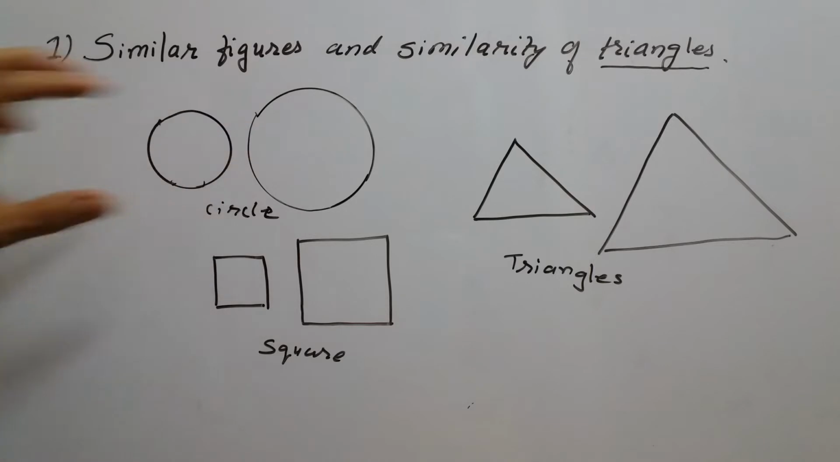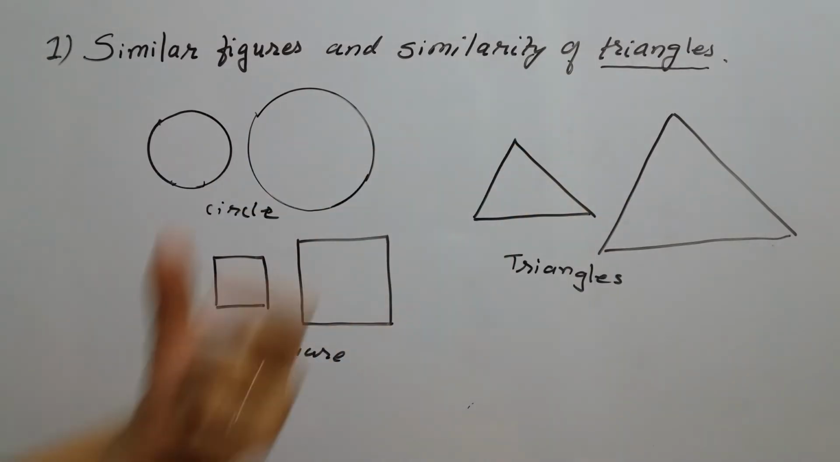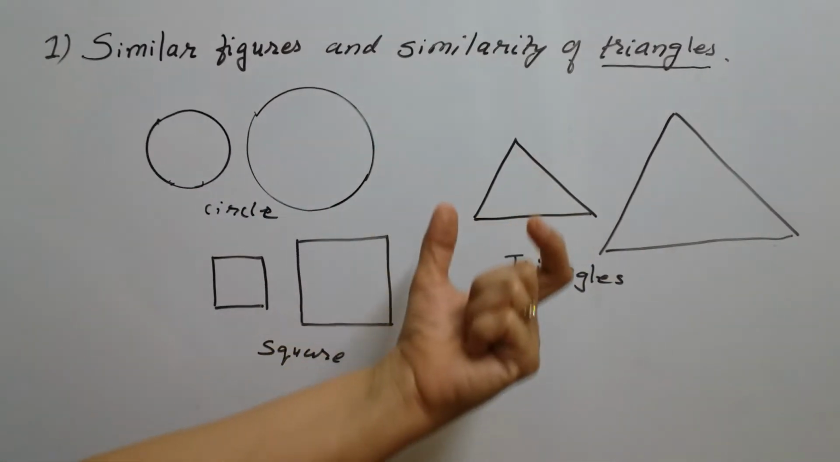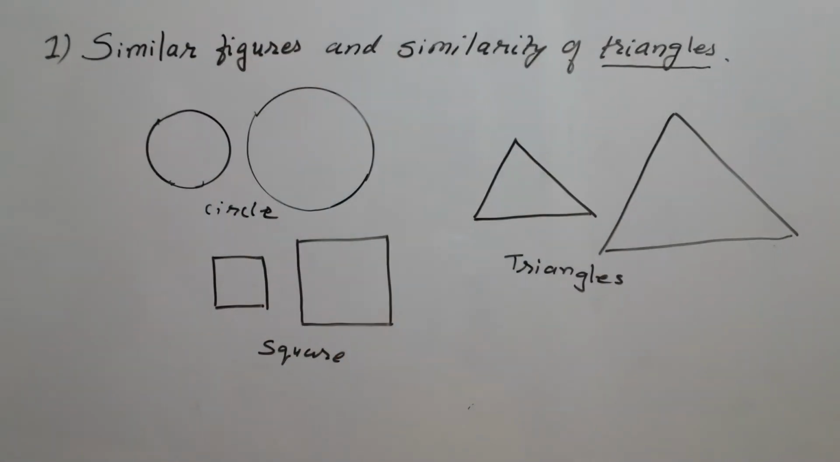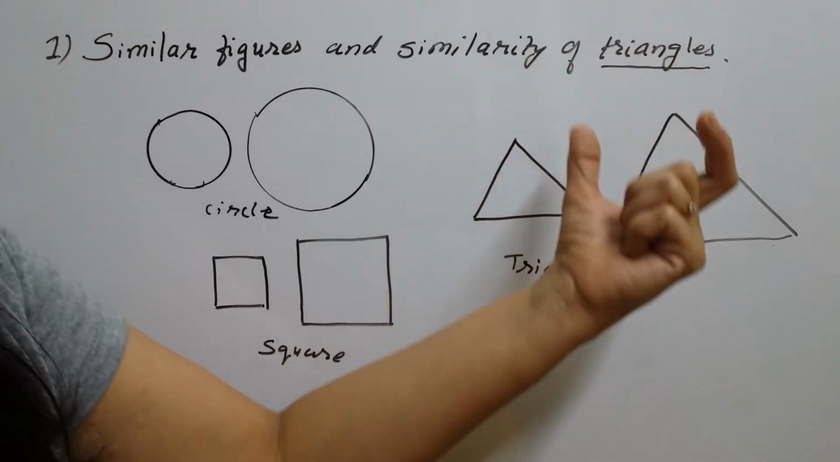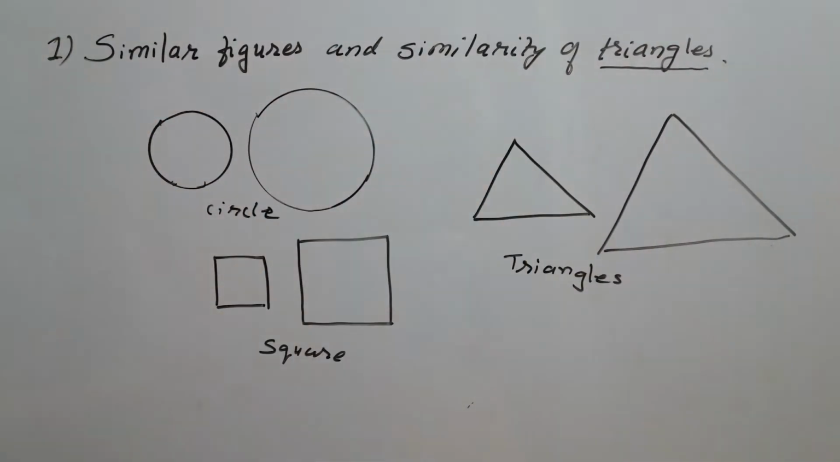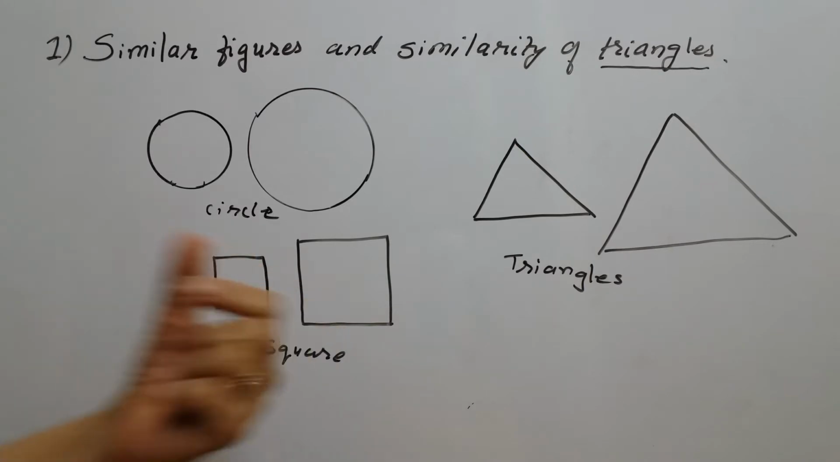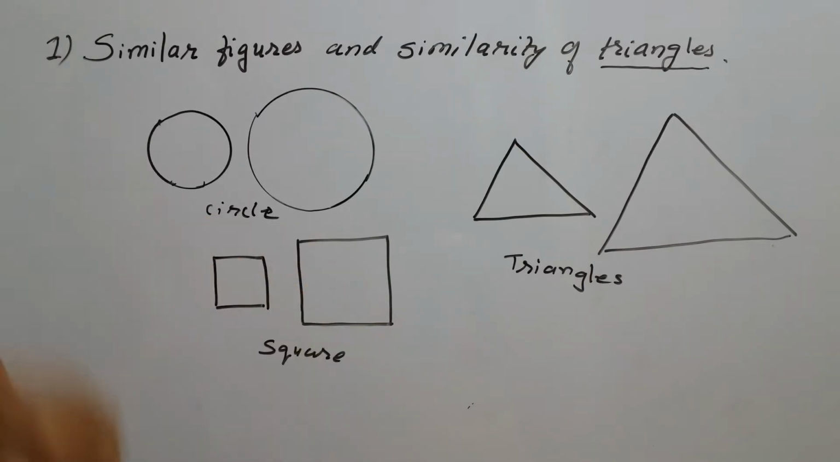Because the two circles maintain the same shape but are different in size, I can say circles are similar figures. What about these two triangles? I have drawn two triangles, almost equilateral triangles. The shape is the same and the size is different. So again, these two triangles are similar triangles. Here I have drawn two squares. One is small, the other is big. Again, the shape is the same, the size is different. So similar geometric figures are figures which maintain the same shape but are different in size.